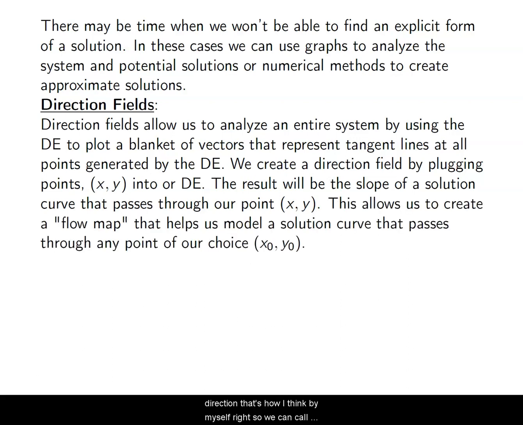That's how I think about it myself, right? So we can call this a flow map that helps us model the solution curve that passes through our specific choice of an initial condition, x naught, y naught, for our system. Now, making these by hand, practically impossible. I'm not going to say it's impossible, but you could literally sit there for hours trying to create a direction field by hand.